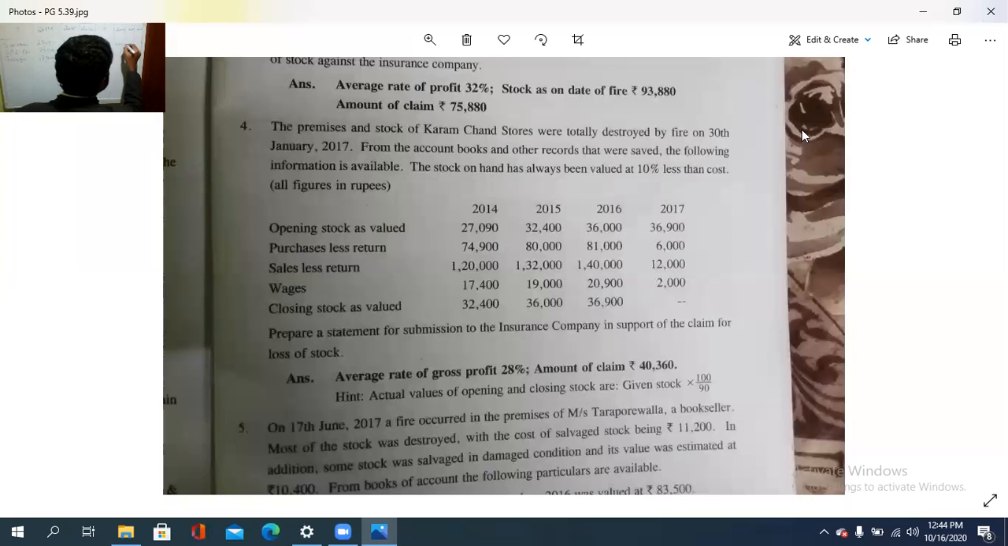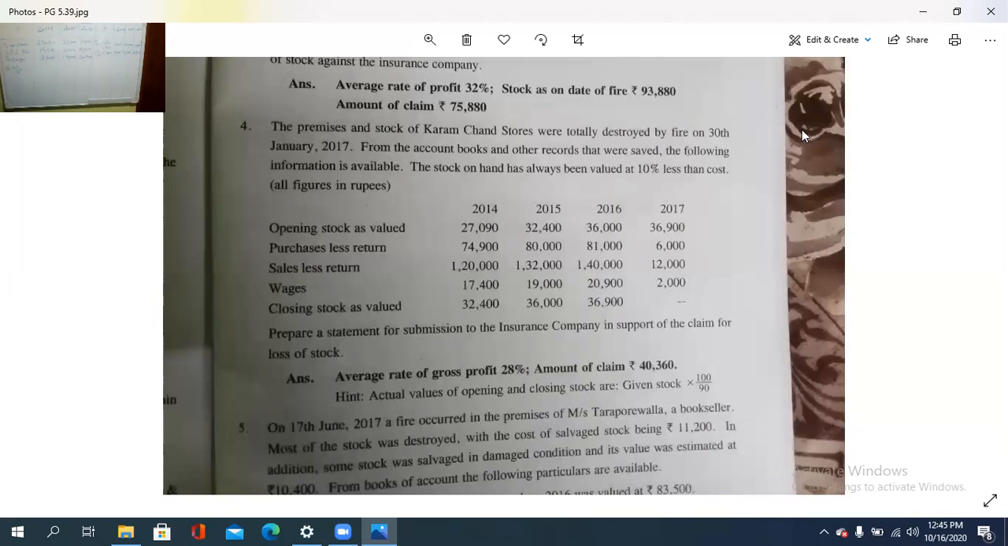Then 1,32,000, and 2016 it is 1,40,000. So 1,40,000. Then by closing stock 32,400, then 36,000 and 36,900. So we need to calculate the gross profit, GP, isn't it? To GP for the first year, second year, and third year. Then we need to go in from the last year. Okay. So how much it is?